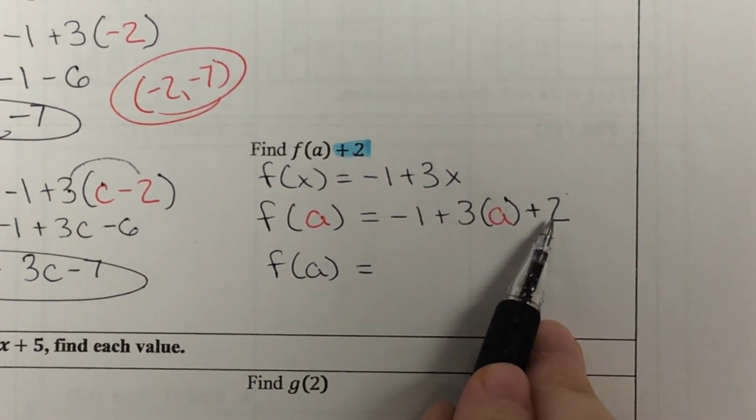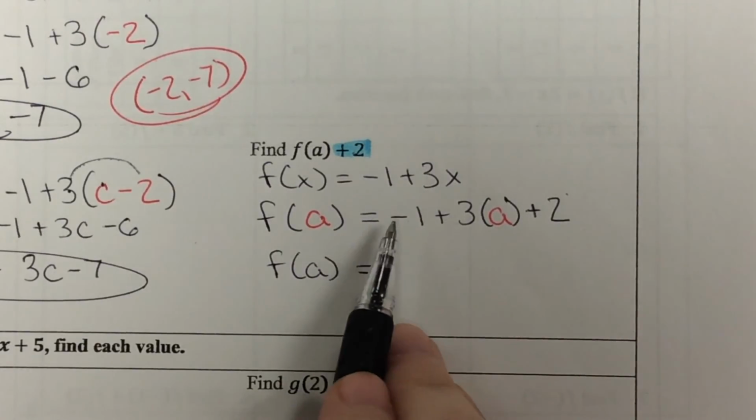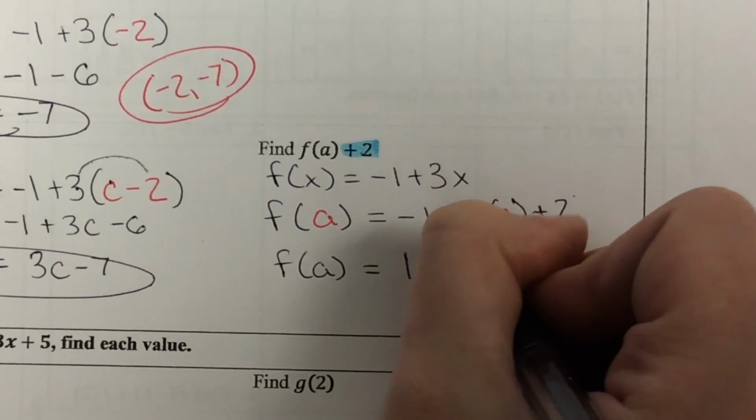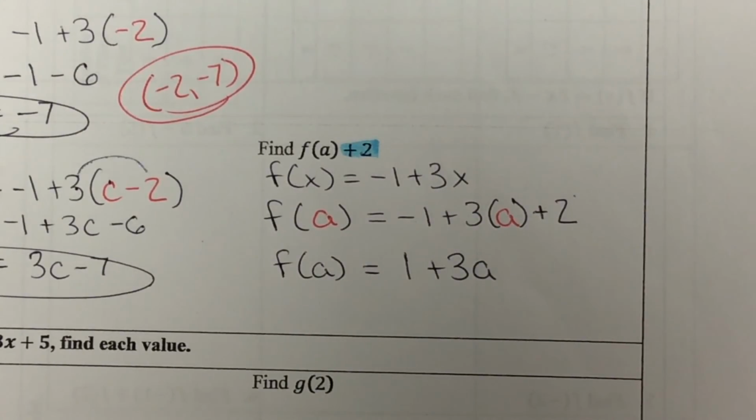Those are like terms. Those are both constants. We can combine them. So -1 plus 2 is going to be +1. So we'll have 1 plus 3 times a is 3a. Okay, and that's our answer here.